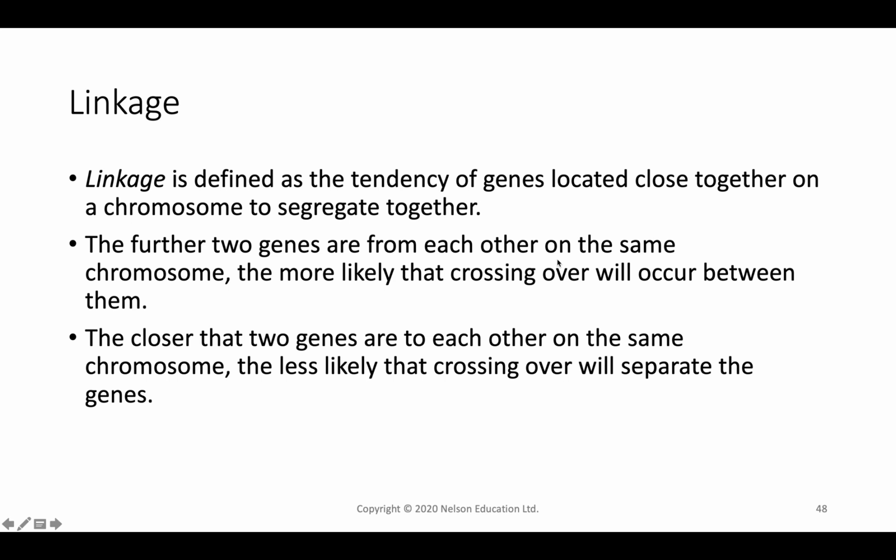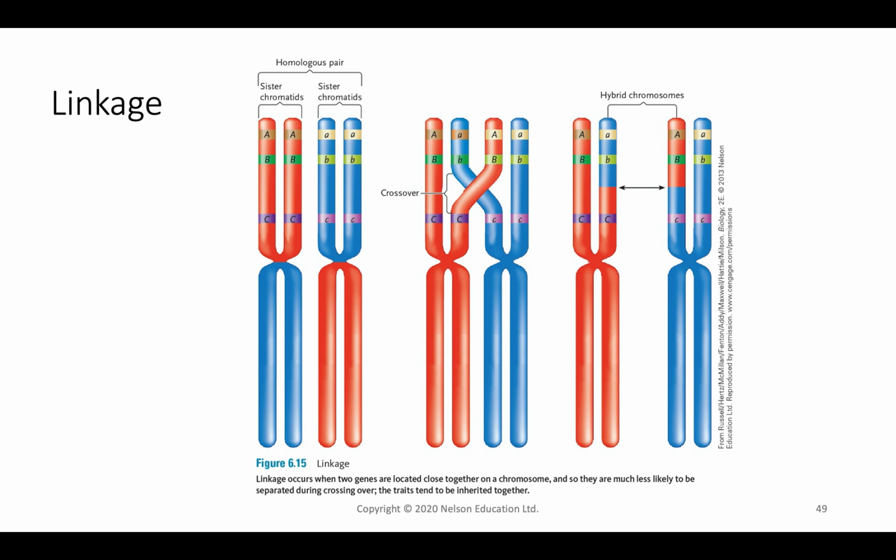So if they're on the very tips of the chromosomes, they're probably going to act as though they're on totally different chromosomes. But if they're really close together, the chances of crossing over happening between them is smaller. And so depending on how close they are, the closer the 2 genes are on the same chromosome, the less likely they are to have crossing over separate them, the more likely they are to be what we call linked and travel together. What do I mean by that?